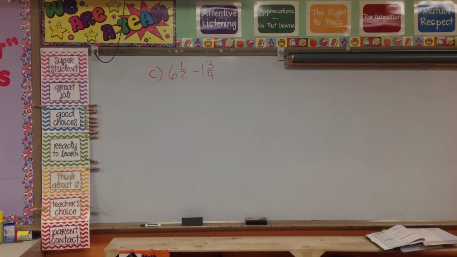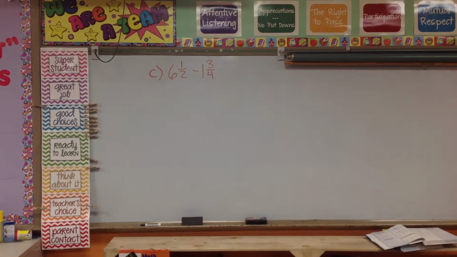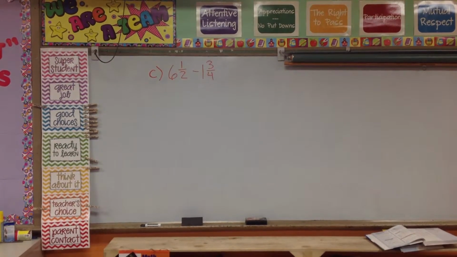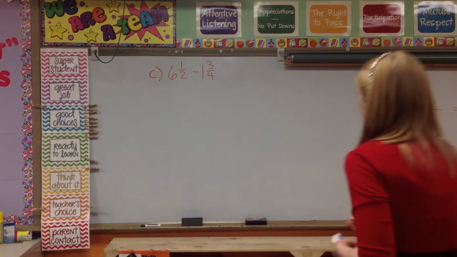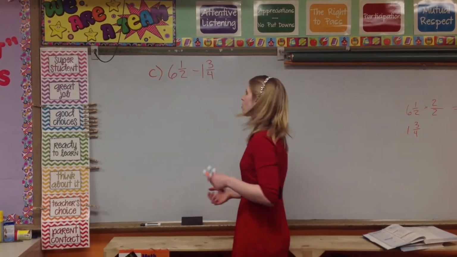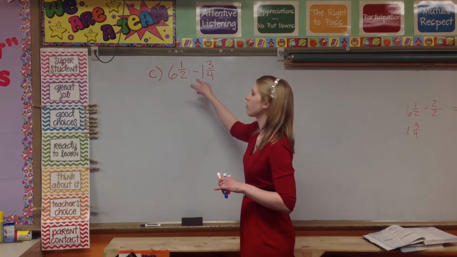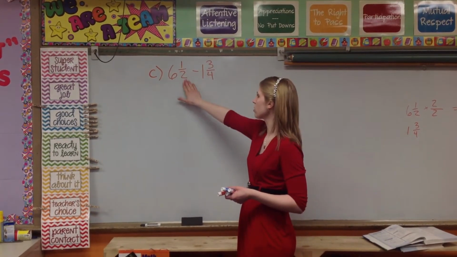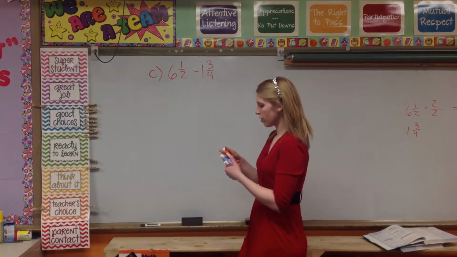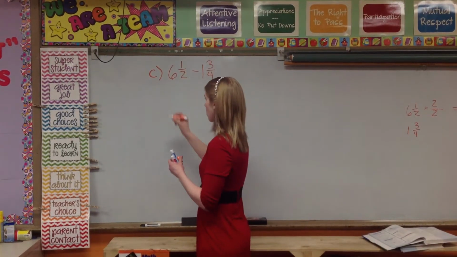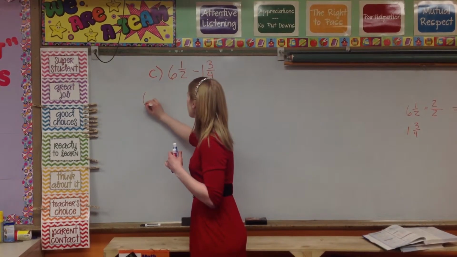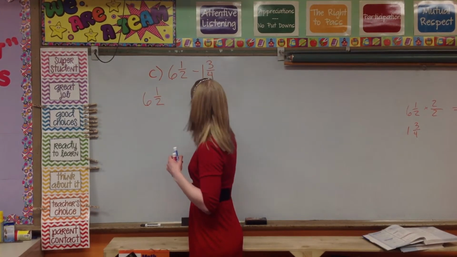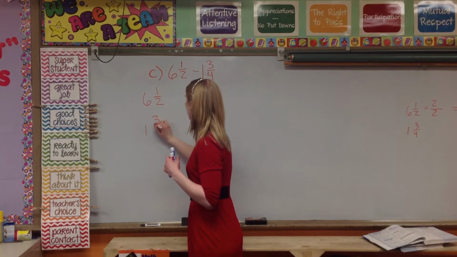Next we will be doing example C, which is 6 1/2 minus 1 3/4. We are given different denominators this time, so let's see how that changes what we do. This example is a little different because before we didn't have denominators that wouldn't go into each other. This time we do, because I know that the 2 can go into the 4. So let's see what we can do. Start by writing out what we have. So we have 6 1/2, and we have 1 3/4.